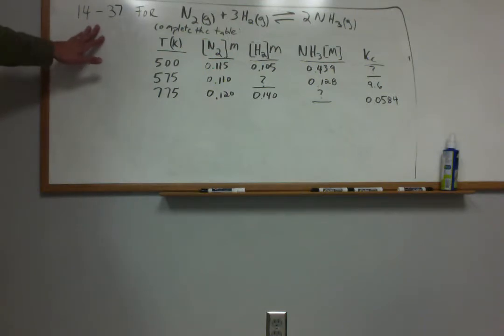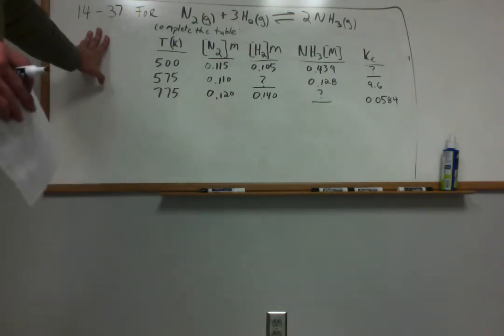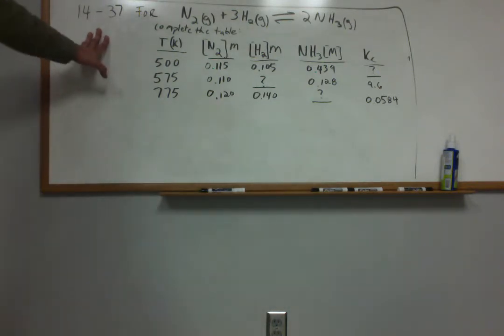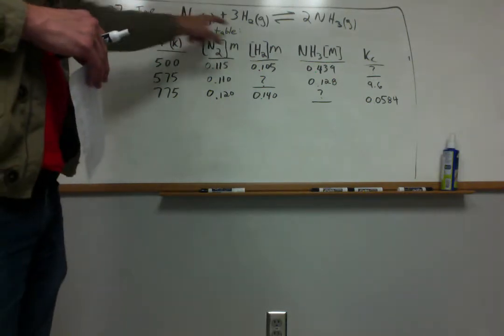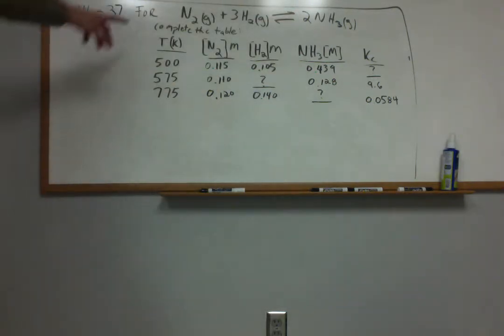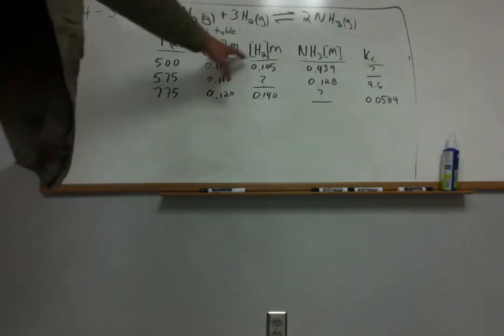Now we're working problem 37 from the book. This is also very similar to some of the problems you might see on October 3rd's online homework assignment. It says, considering this reaction, the reaction of nitrogen with hydrogen to make ammonia, complete the following table. Now we're told in problem 37 that the concentrations are molarities, and I've labeled that.